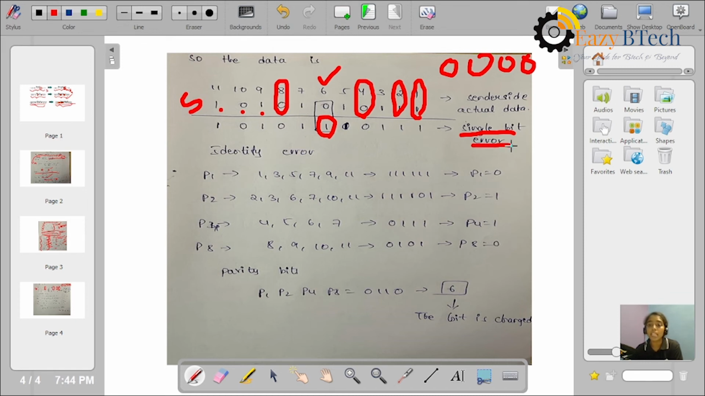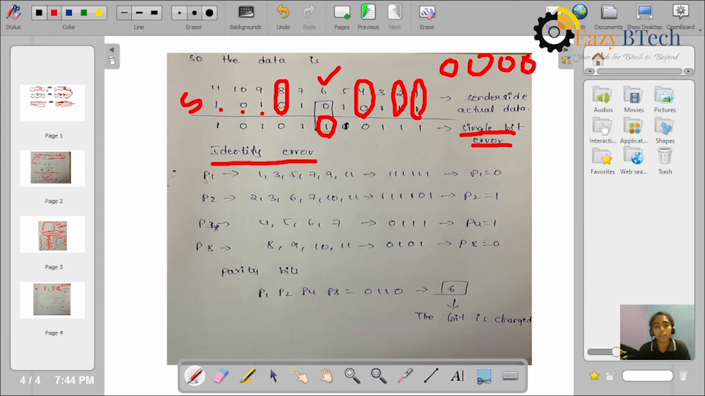How can the receiver identify the position of the error? How can it rectify that? Okay, so to identify the error, again do the same thing that the sender did. In the receiver side also, the same process we have to do.